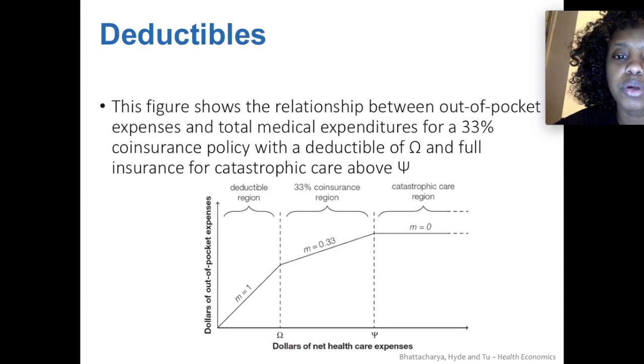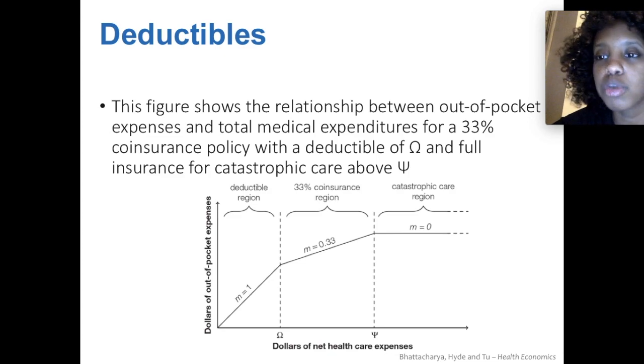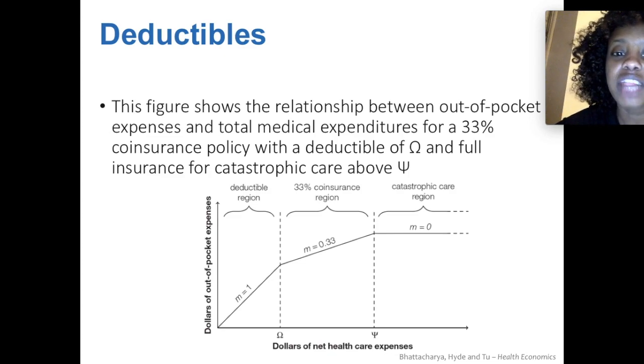Past the deductible, in the co-insurance region, this policy has a co-insurance rate levied: you pay 33% of the marginal cost. So the price is 33% of whatever the marginal price is. The slope here is 0.33. Once you hit your out-of-pocket maximum at psi, the out-of-pocket expenses are flat. The slope of that section equals 0.